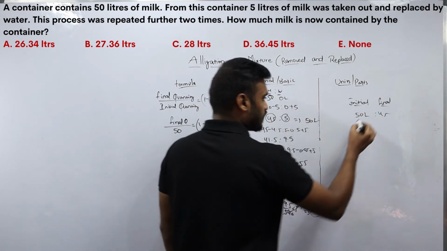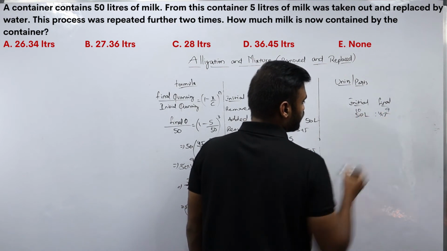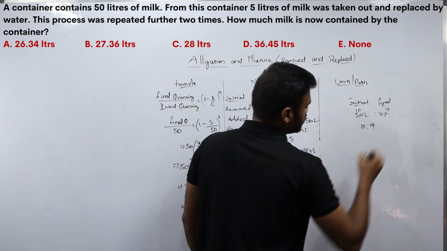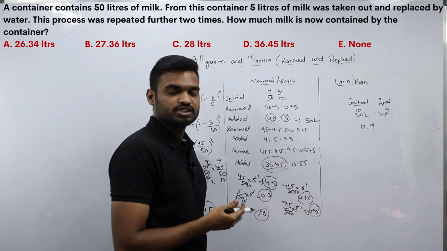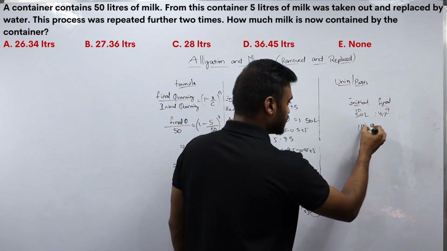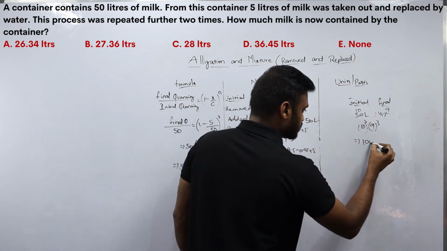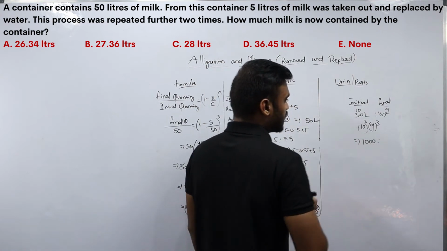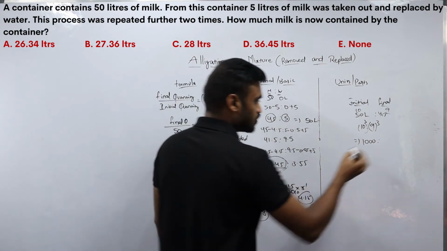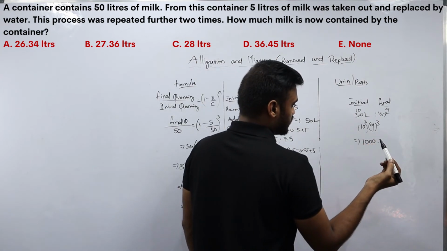So we will get 5 tens 50 and 5 nines 45, 10 is to 9. Now we are repeating this process 3 times, right? So 10 cube and 9 cube. So we will get 1000 is to 9 cube. 9 nines 81 and 81 into 9, that is 729.